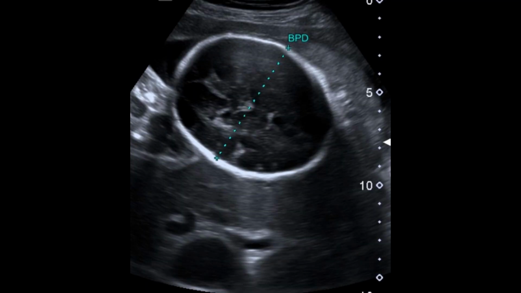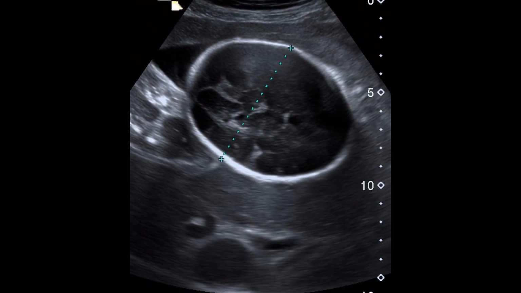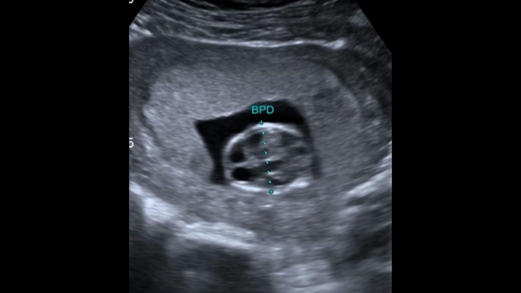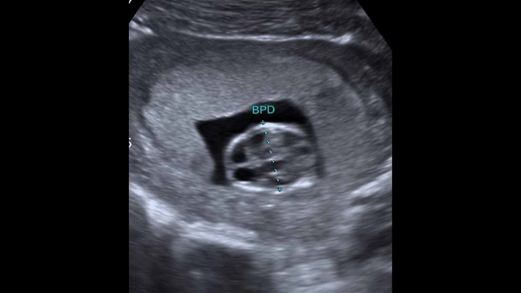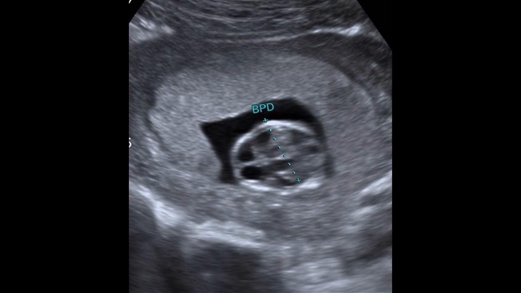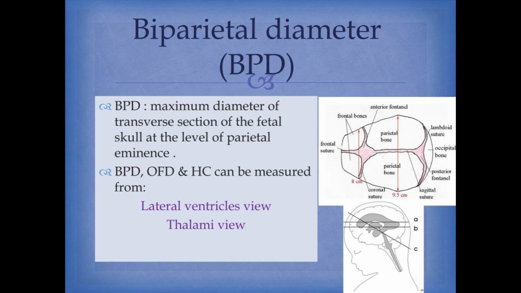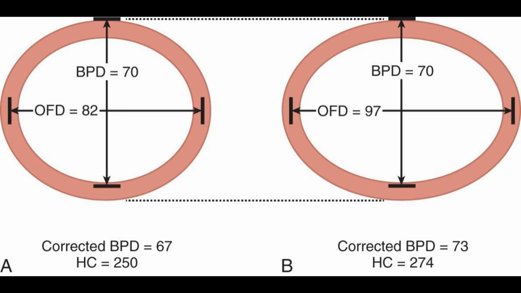Today we will discuss one of the most important fetal biometric measurements in obstetric ultrasound, biparietal diameter, commonly known as BPD. BPD is the transverse diameter of the fetal head measured from one parietal bone to the other. It is one of the key parameters used to estimate fetal gestational age, monitor fetal growth, and assess fetal development throughout pregnancy.